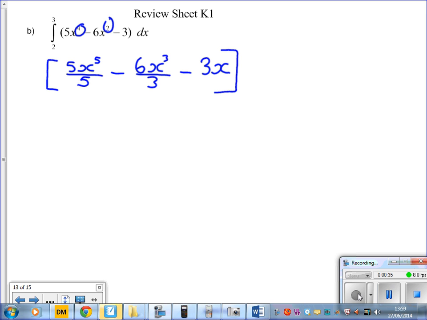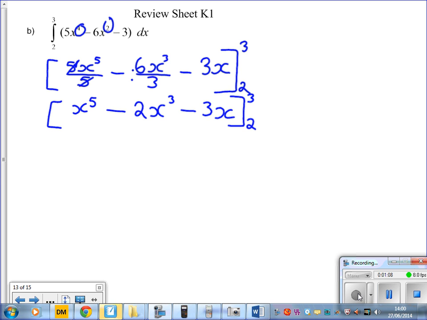Okay, so I've integrated now. I need to remember that I'm integrating between these limits 3 and 2. Just going to simplify this then. So my 5's can cancel. So I'll be left here with x to the power of 5, take away 6 divided by 3 is 2, so 2x cubed, take away 3x. So it's exactly the same as the line above.